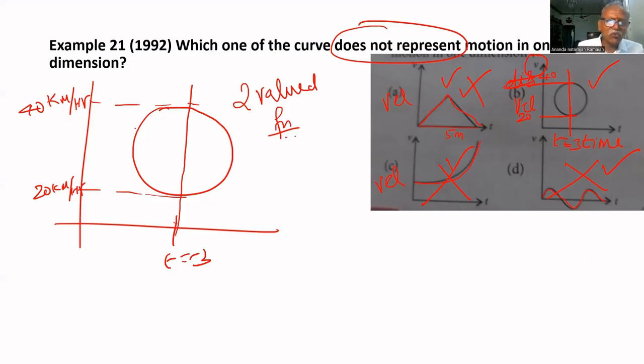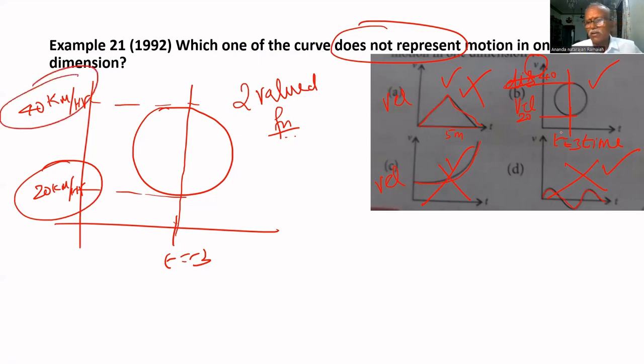How will a car run at two speeds simultaneously? Either it will run at 20 km per hour or at 40 km per hour. Nowhere do two values appear here. Only one value. At any time, if you draw a line, everywhere it gives only one value. But this alone gives two values. How can it run at two speeds at one time?